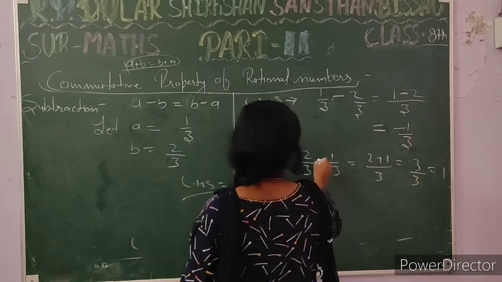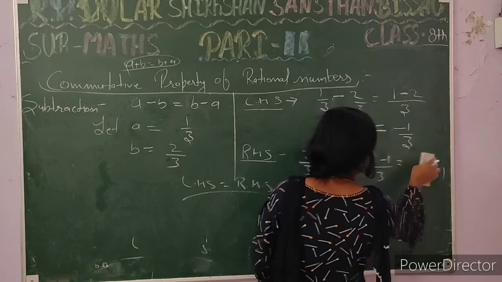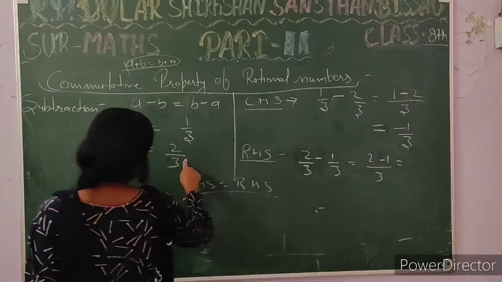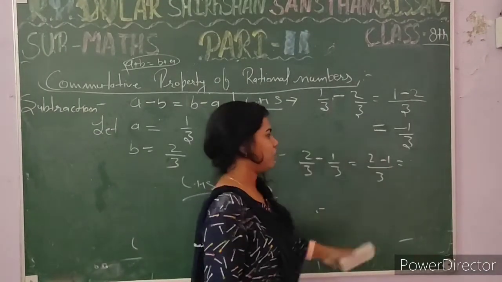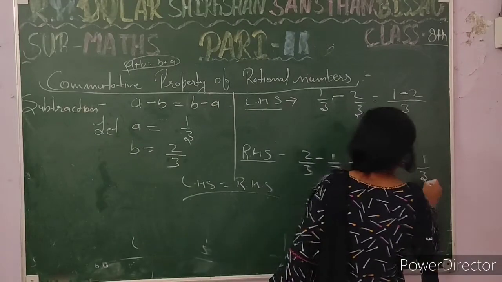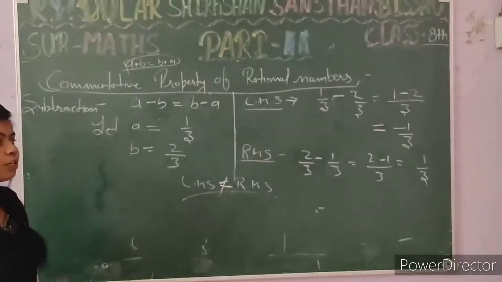Okay, this is the LHS side, and then 2 upon 3 minus 1 by 3. The denominators are the same, so we can write here 2 minus 1, then it becomes 1 by 3. Students, look carefully. LHS and RHS are not equal.